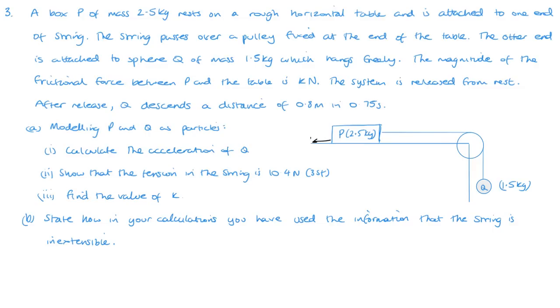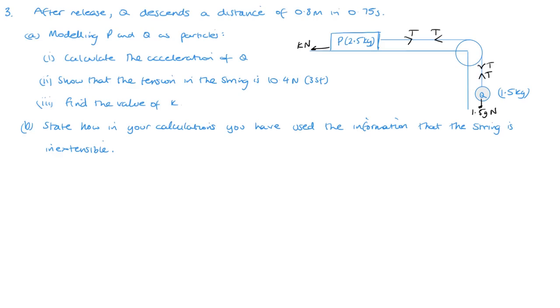So this has got a frictional force of K newtons. We've got the tension in the string, and this is 1.5 G newtons going down. Okay, I think that's everything. So I can get rid of that little bit and give myself a little bit more room. After release, Q descends a distance of 0.8 meters in 0.75 seconds. Modeling P and Q as a particle. Work out the acceleration of Q.